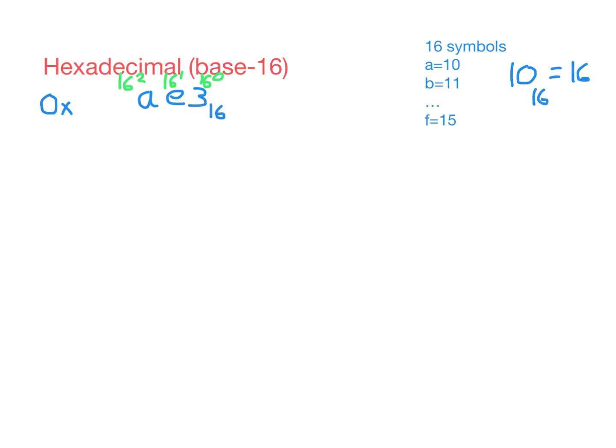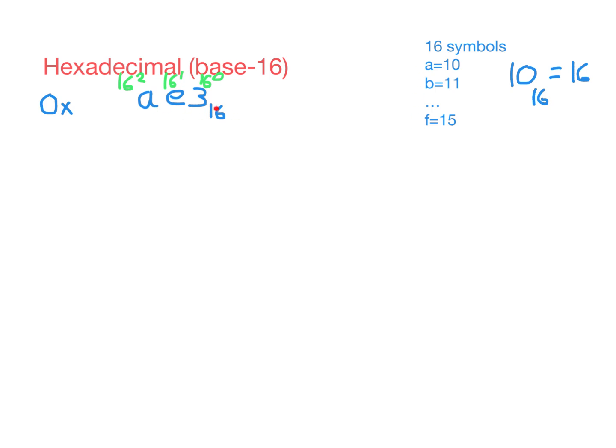So we need another symbol for 10. So whoever just decided we're going to use A for 10 and B for 11, all the way up to F for 15. We now have 16 symbols. 0 to 9 work as they normally do. That's 10 symbols, and we have these 6 symbols here.